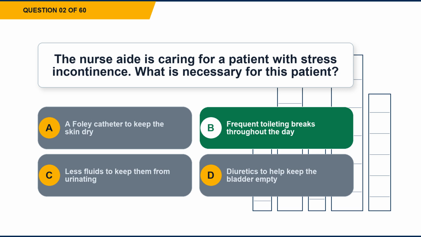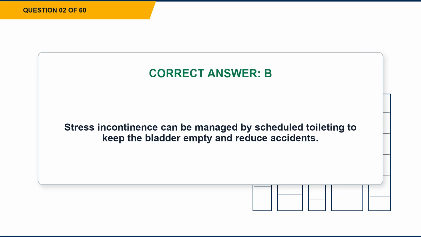The correct answer is option B, frequent toileting breaks throughout the day. Explanation: stress incontinence can be managed by scheduled toileting to keep the bladder empty and reduce accidents.